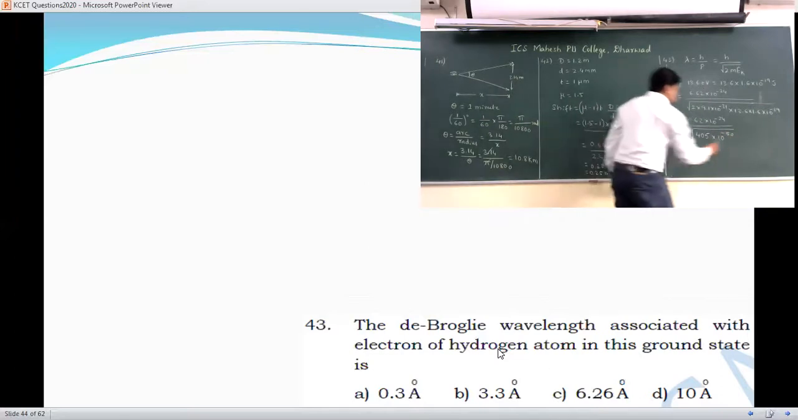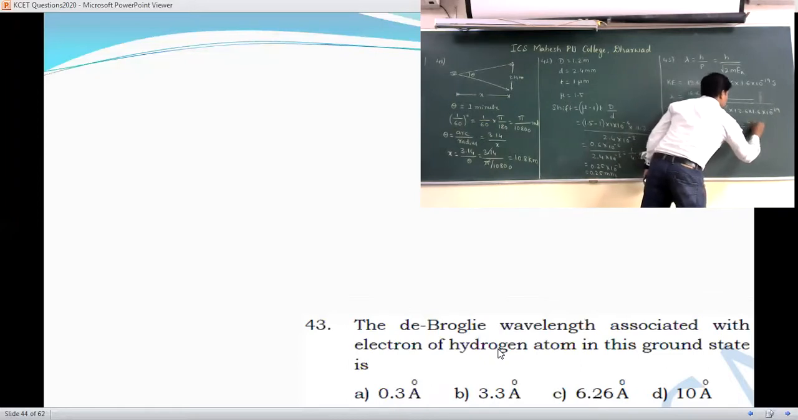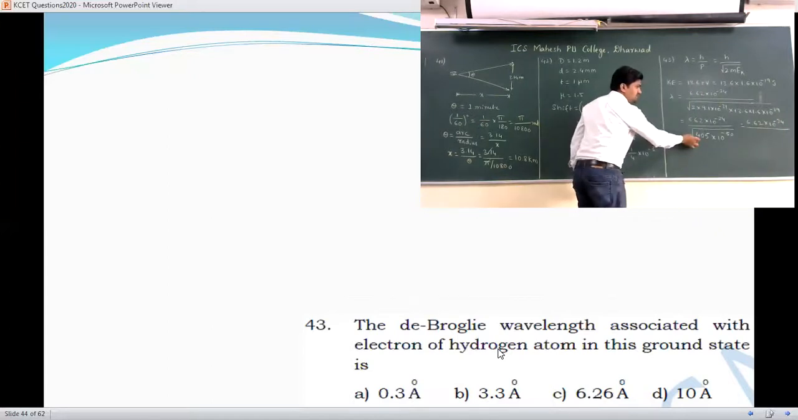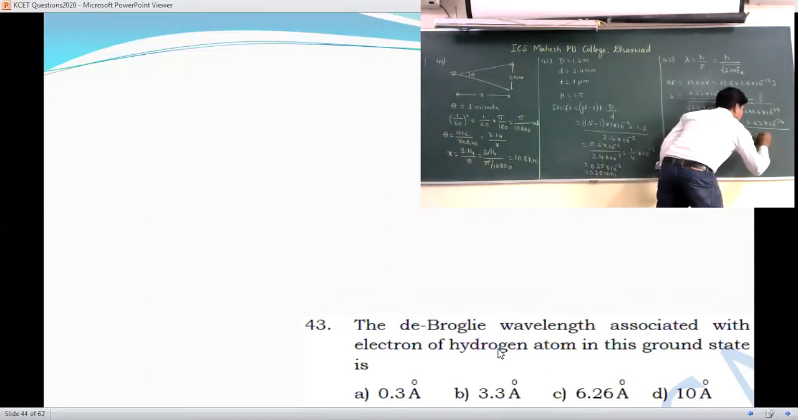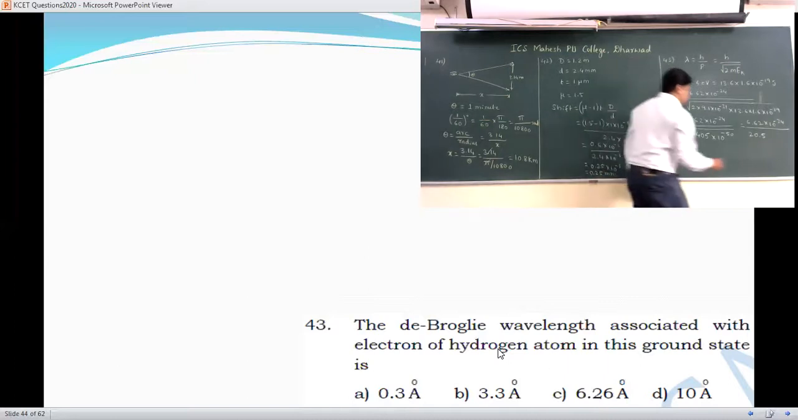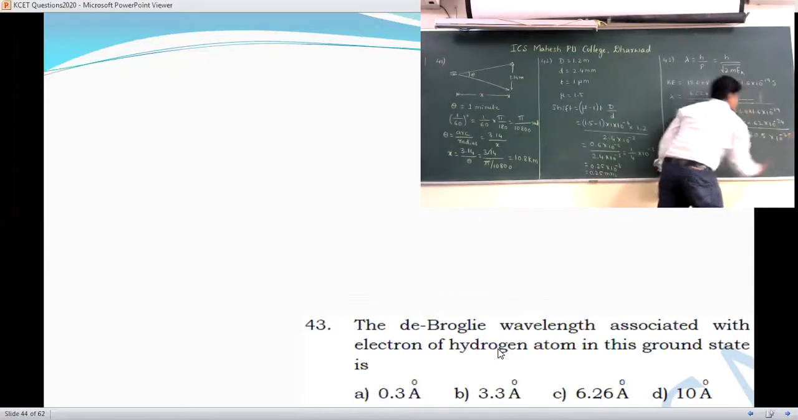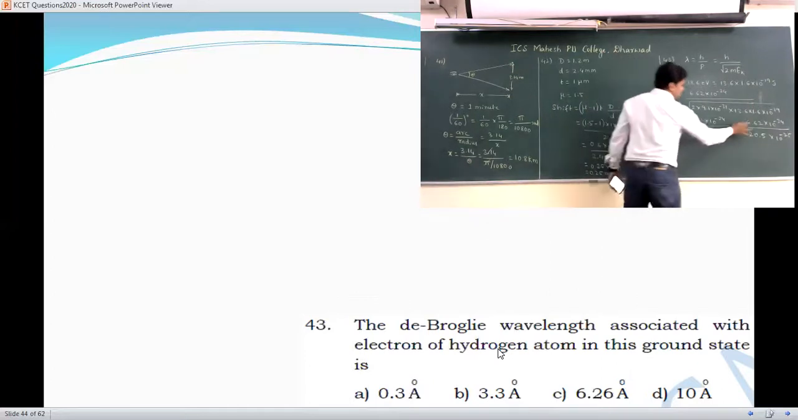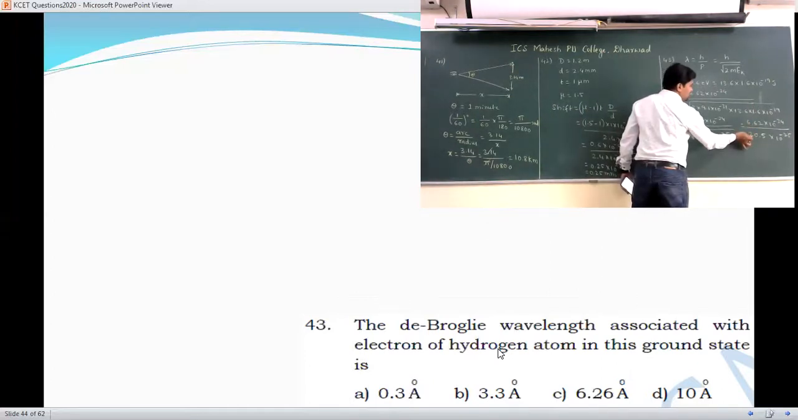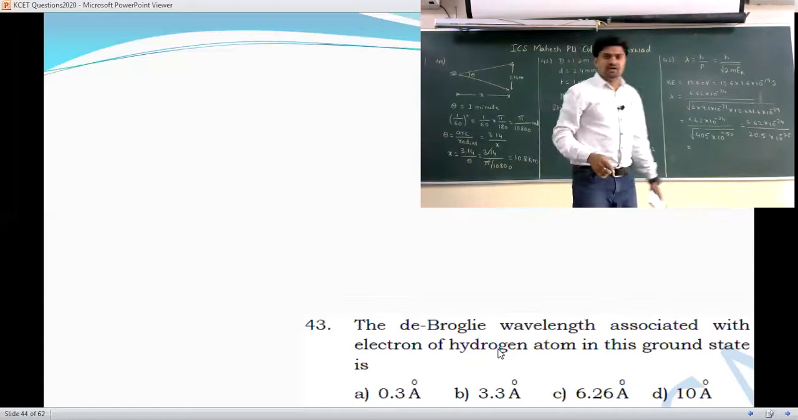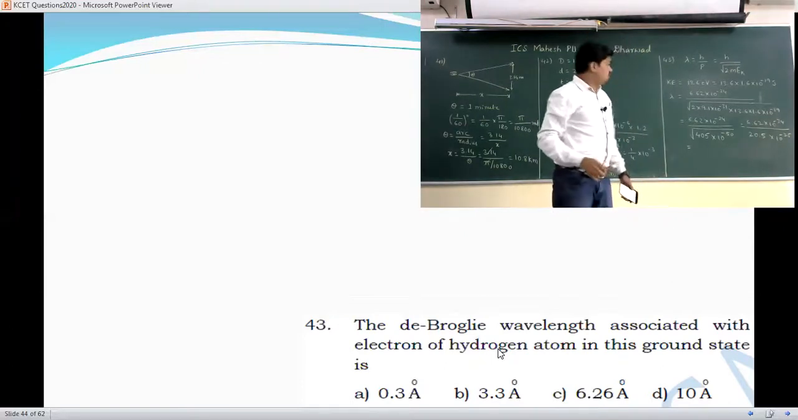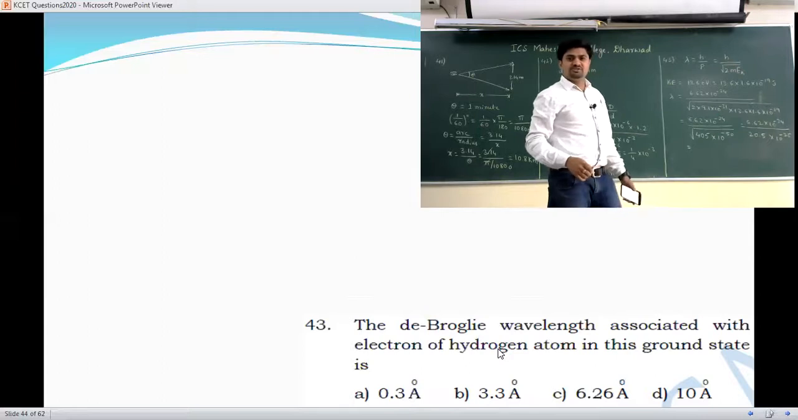Now 6.62 into 10 raised to minus 34 divided by, see, square root of 400 is 20. So it is 405, something around 20.5 we can take approximately. So 20.5 into 10 raised to minus 25. Now this is like 7 divided by 20. If you calculate that, something around 1 by 3, so 0.33 something you will get.